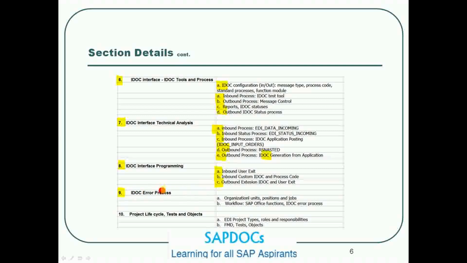Section 9, IDOC error process. Here I talk about org units, positions, and jobs. And in the second lecture I talk about workflow, SAP Office functions, and IDOC error process, how to resolve it. Section 10, project lifecycle, test and objects. I talk about EDI project types, roles and responsibilities. And in the second lecture I talk about FMD, tests and objects.